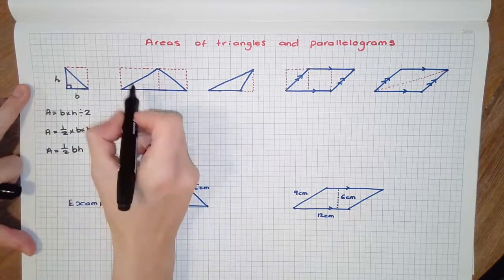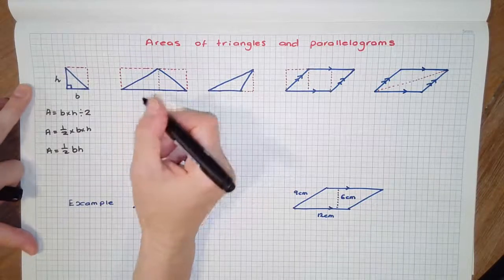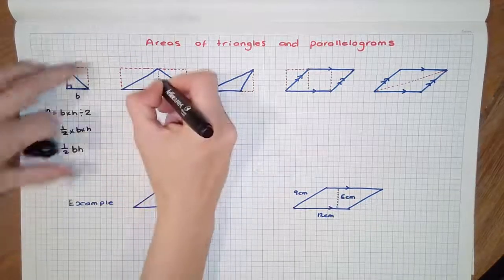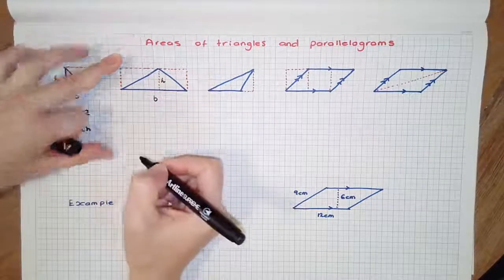Let's take this second example. Again, the bottom we'll call the base, and the height always has to be perpendicular, or at right angles, to the base. So the height would be along here. Let's designate that as H.